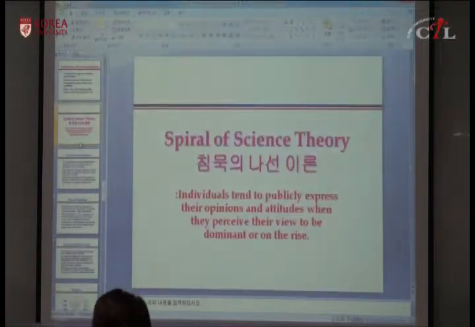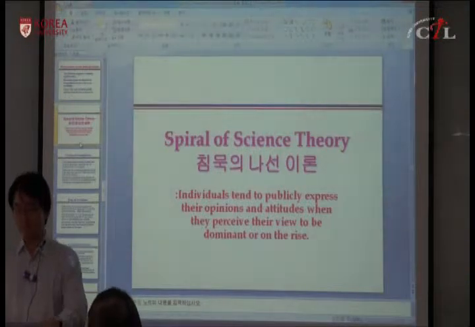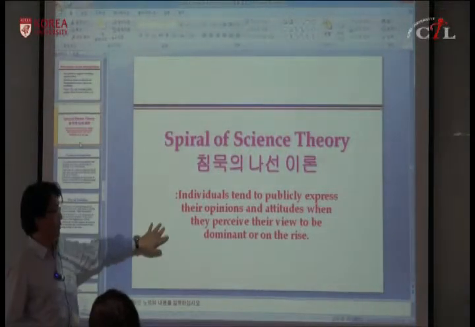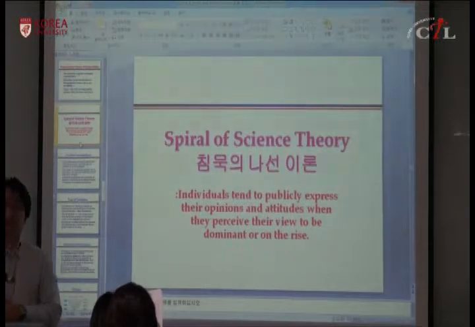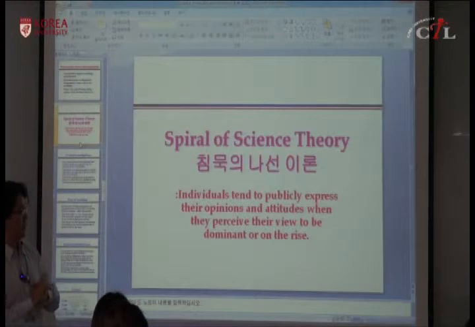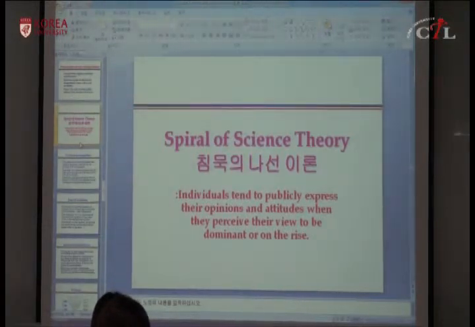I'll give you spiral of silence right here. It's a really popular communication effect theory, and that's actually the most frequently cited definition of the spiral of silence theory right here. Individuals tend to publicly express their opinions and attitudes when they perceive their opinion is a part of the dominant opinions.